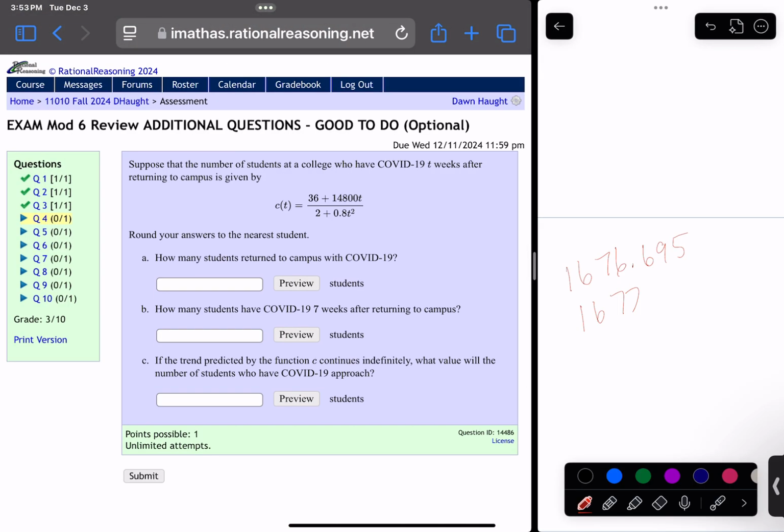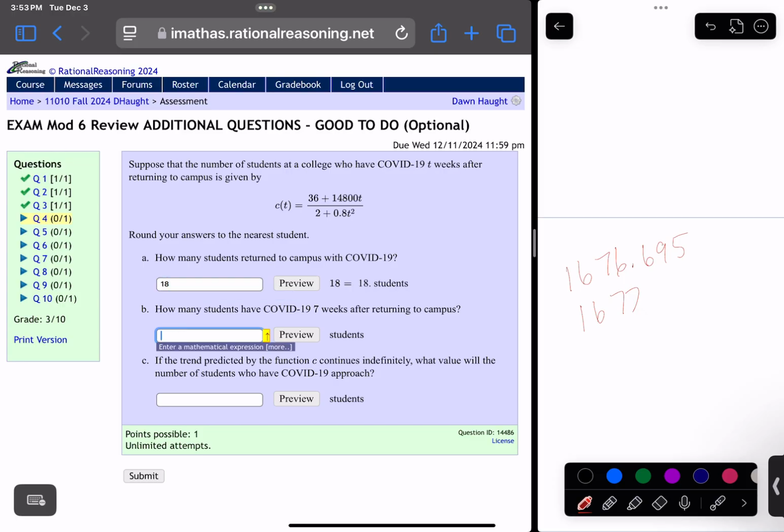Let's look at question 4. Another similar to 3, so we're just going to go through this process pretty quickly. How many students returned to the campus with COVID-19? So we're going to put in 0, and so that would just be 36 divided by 2, which is 18. Now you can put 36 over 2.